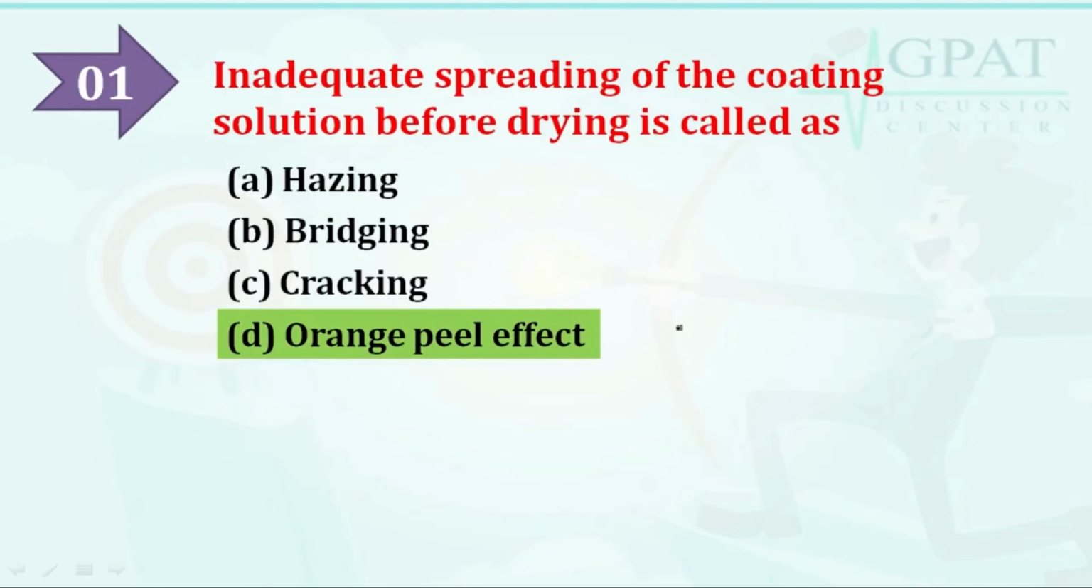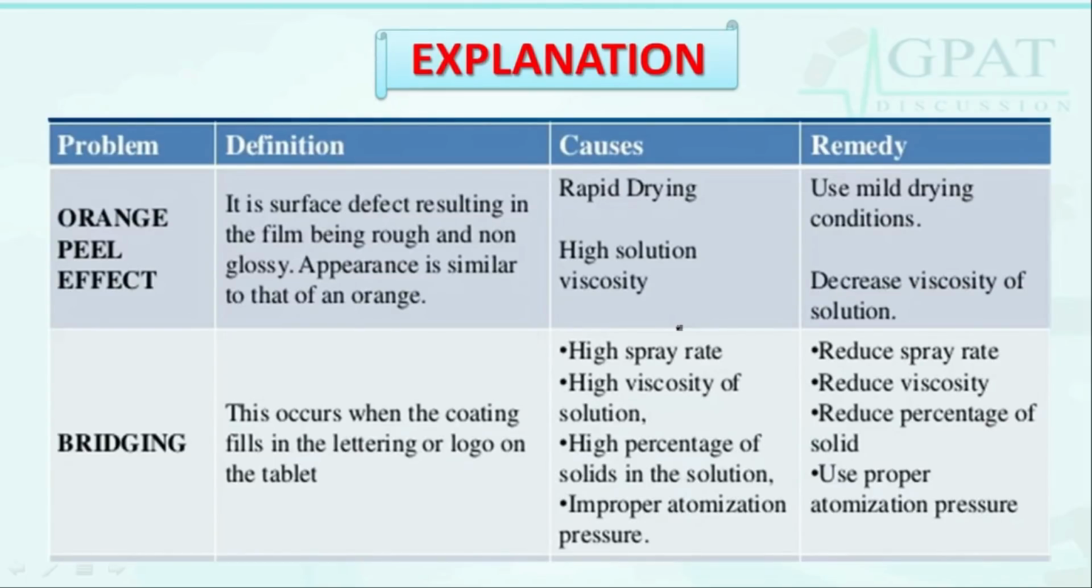orange peel effect. Orange peel effect is an inadequate spreading of the coating solution before drying. So it is called as orange peel effect. Let's discuss with the help of explanation. Here we have a chart, and there are two problems we are discussing in this. The first is the orange peel effect, and their definition, what are the causes of the problem, and what is the remedy of this problem. How can we solve this problem?